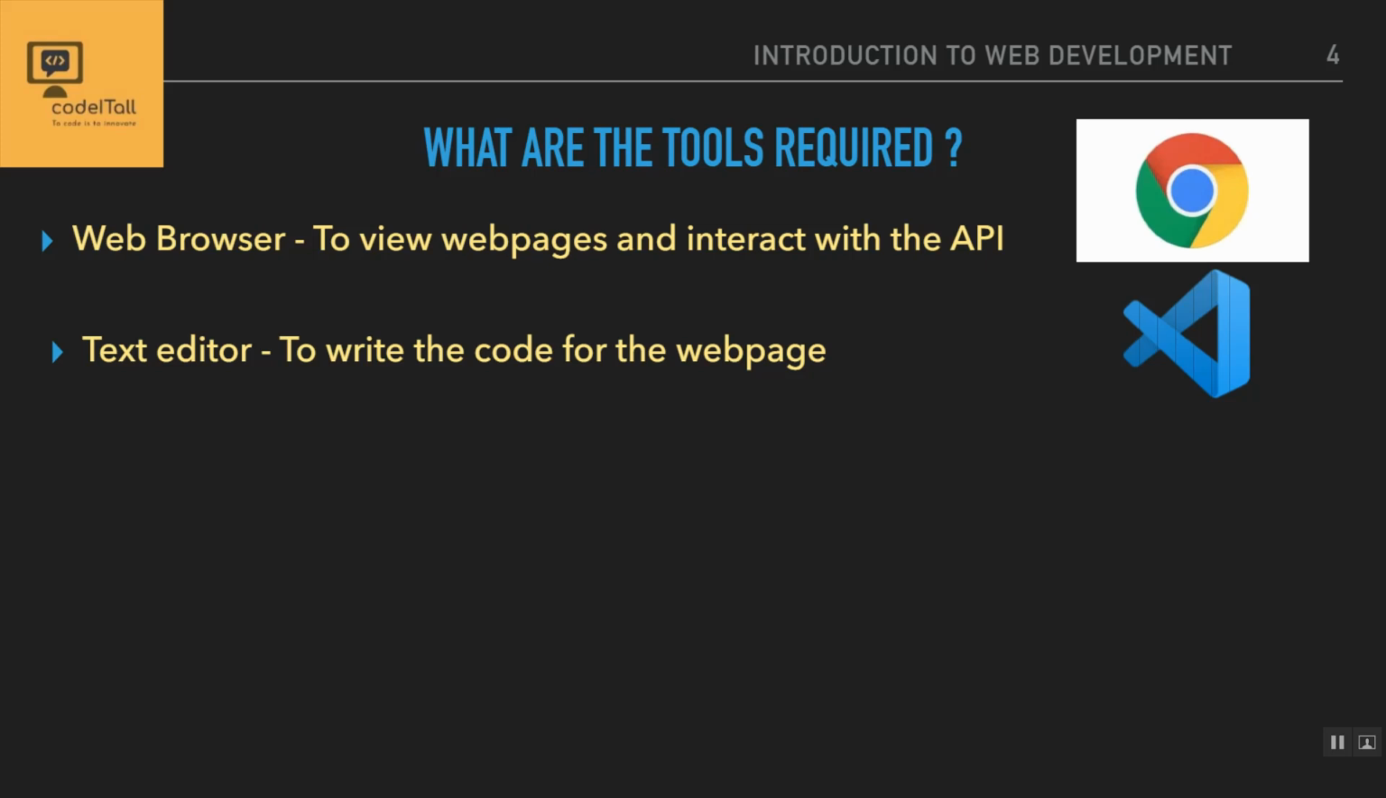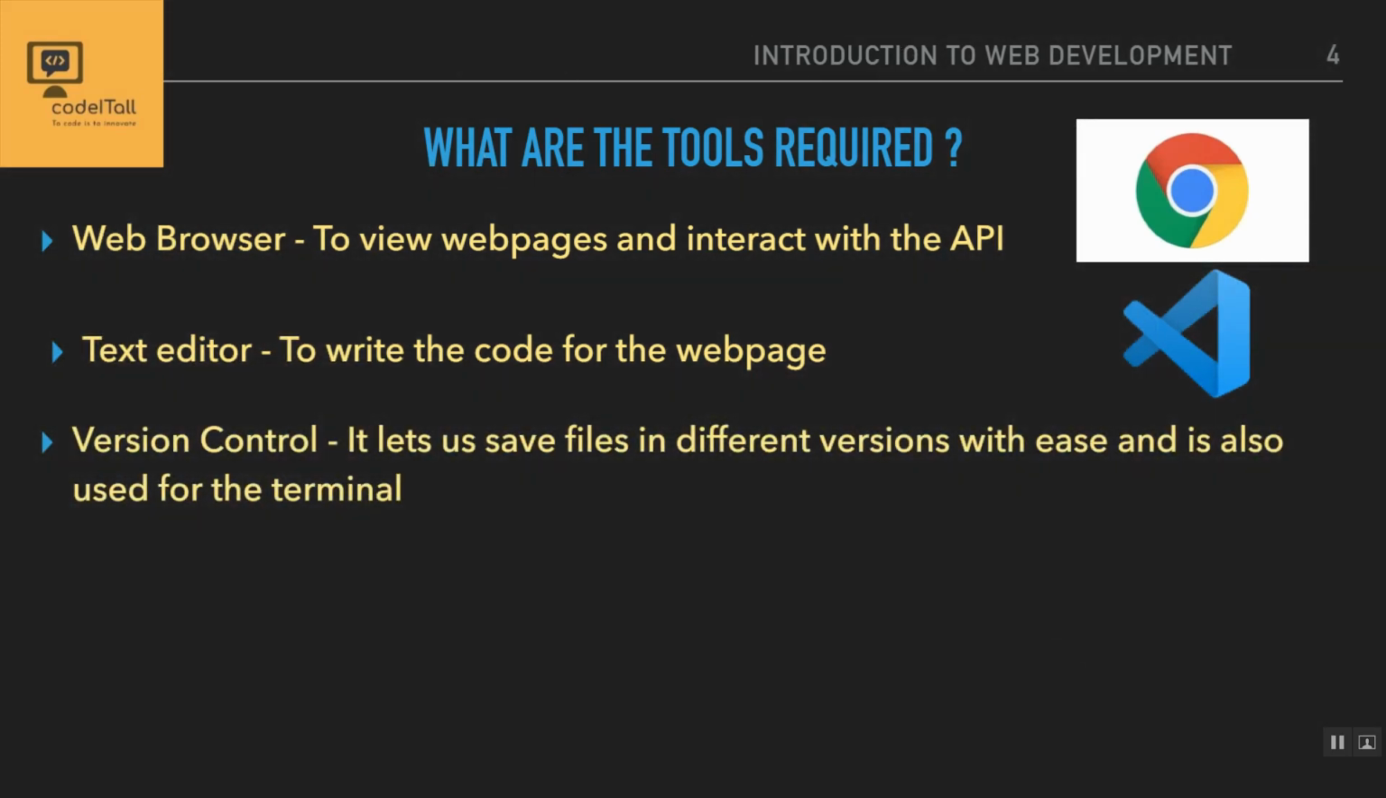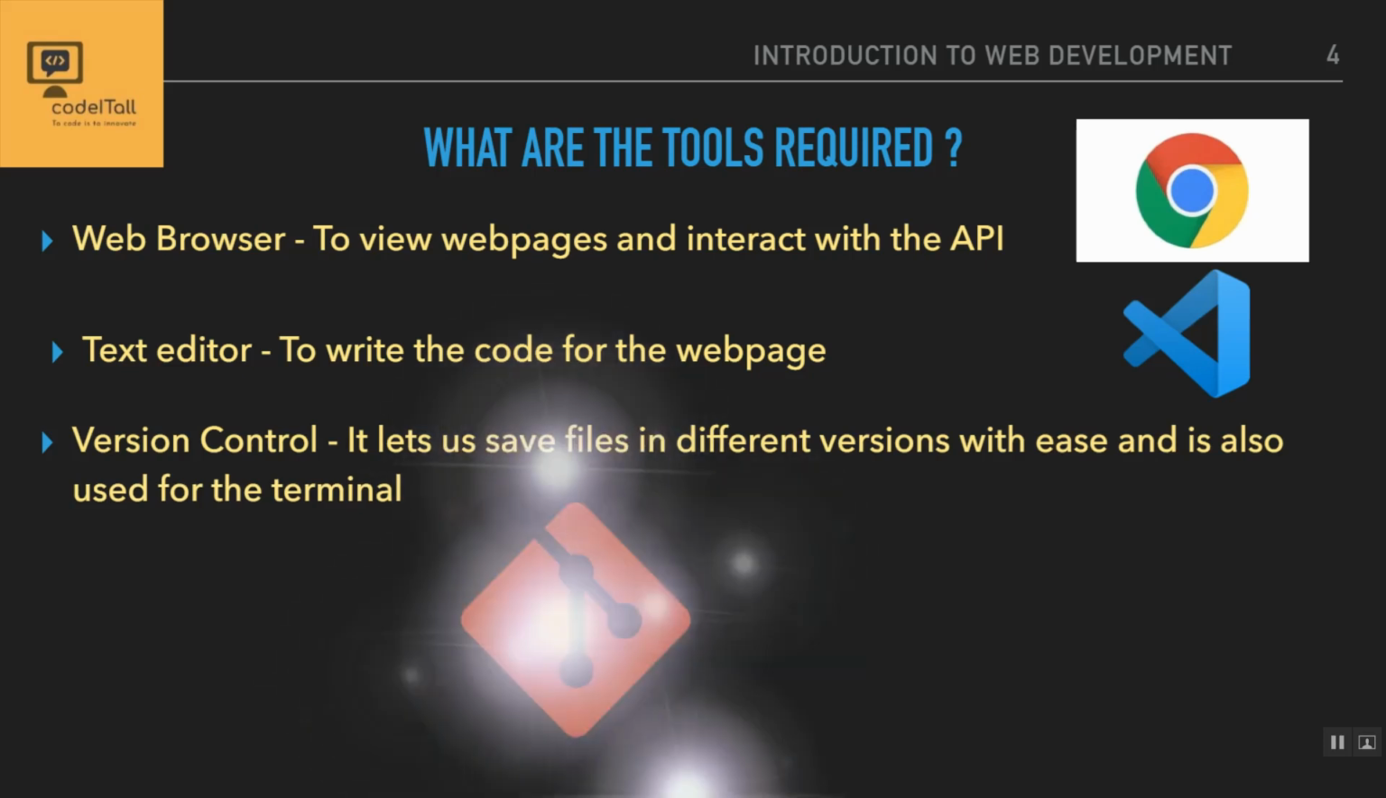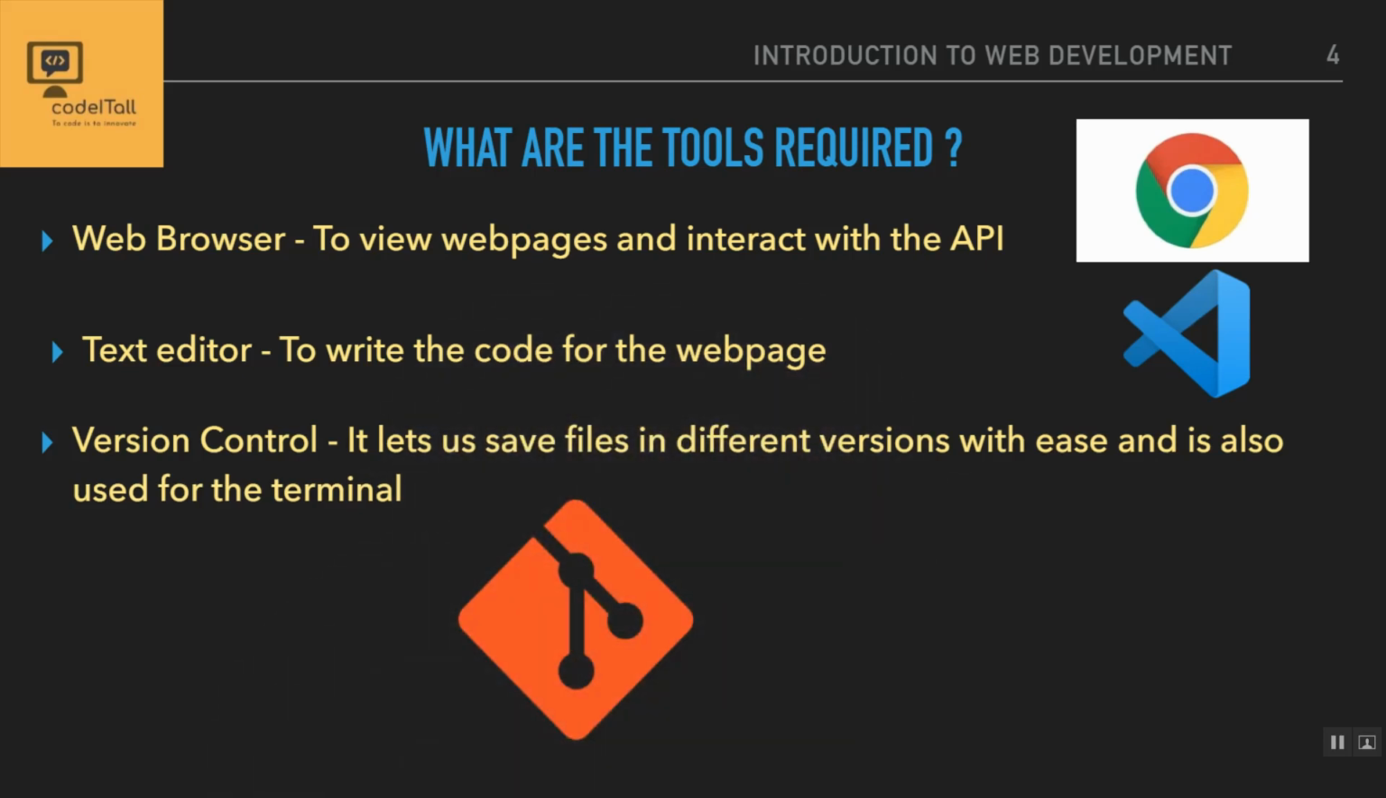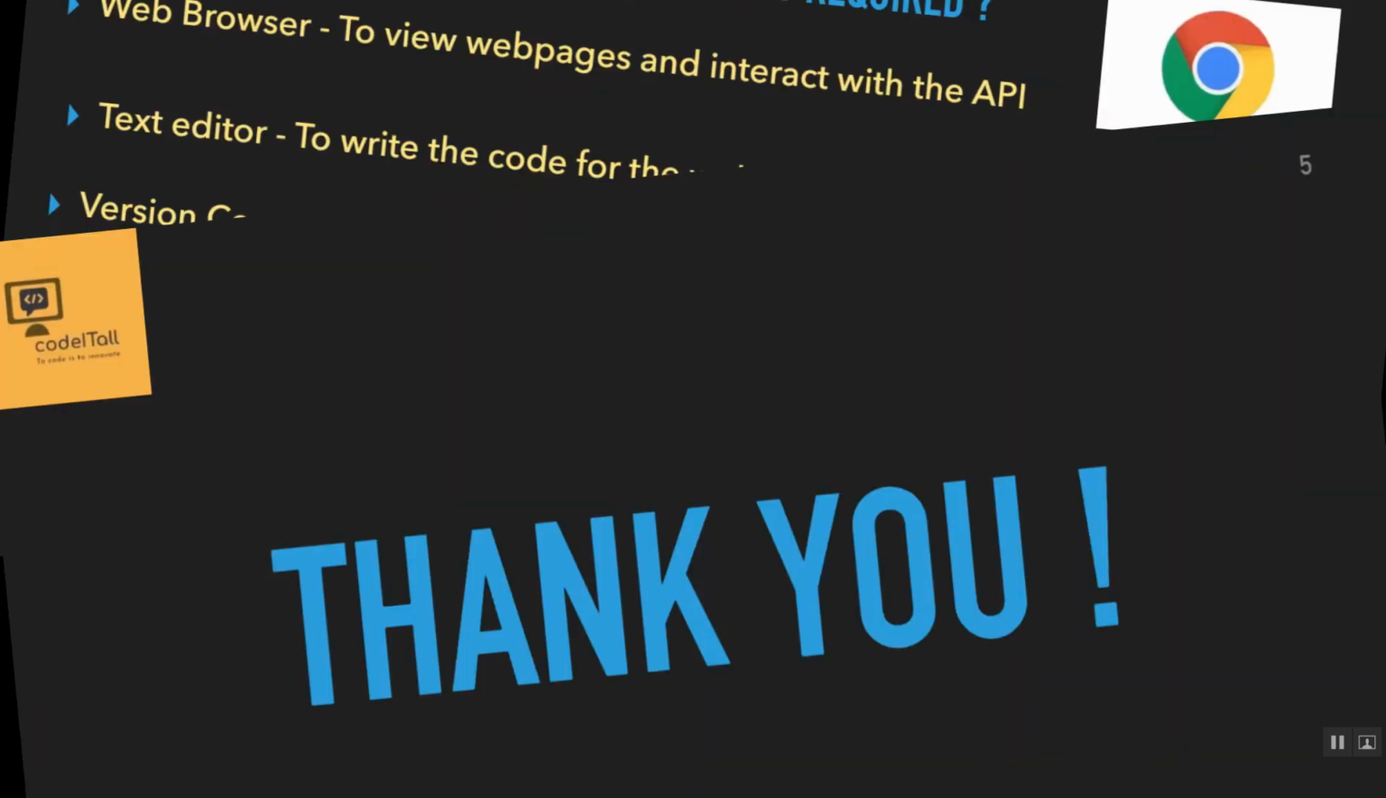Next, you need version control. It lets us save files in different versions with ease and is also used from the terminal. In this course, I'm going to be using Git for that, and I'm going to be giving videos on how to initialize Git and VS Code all together. So, I guess that's it for now.